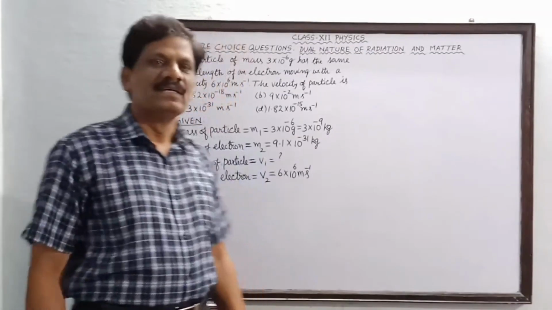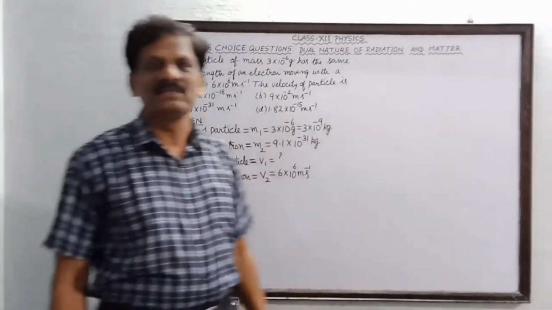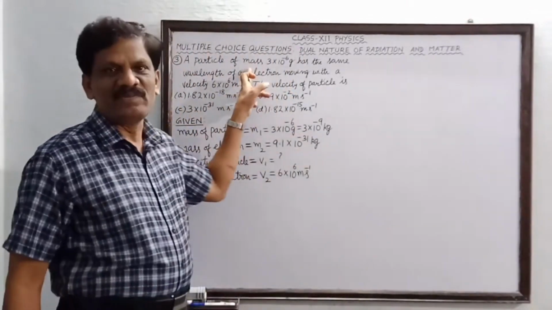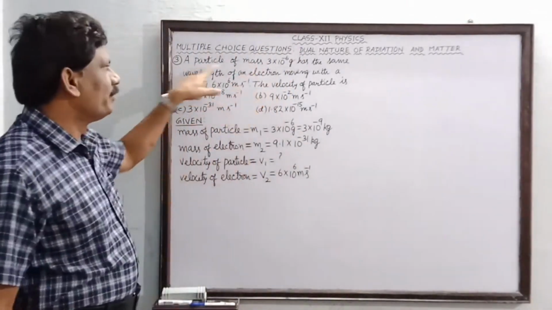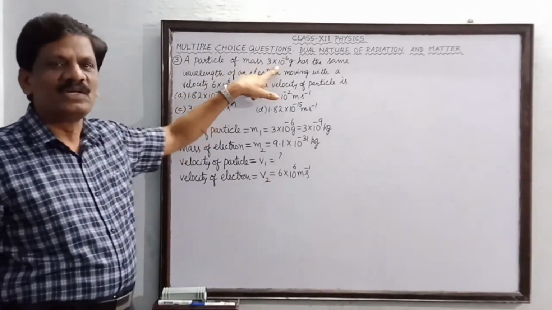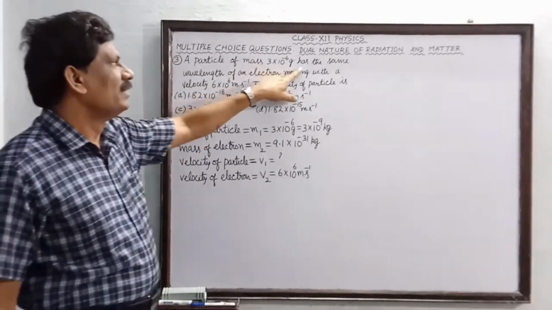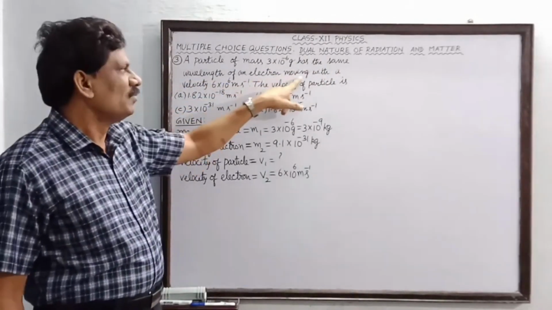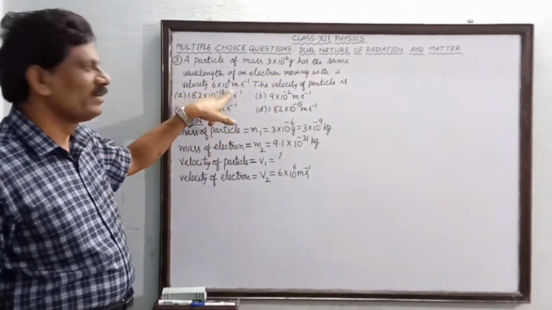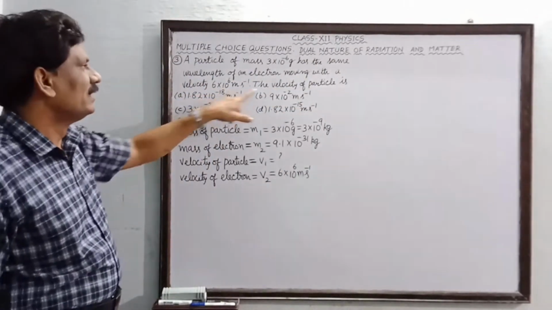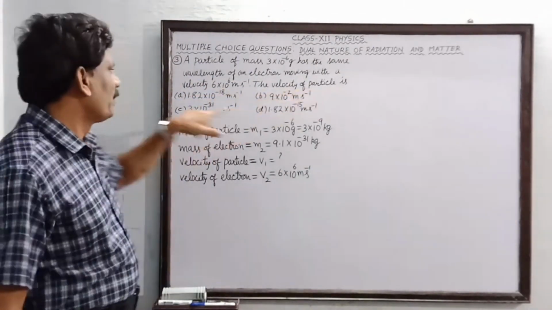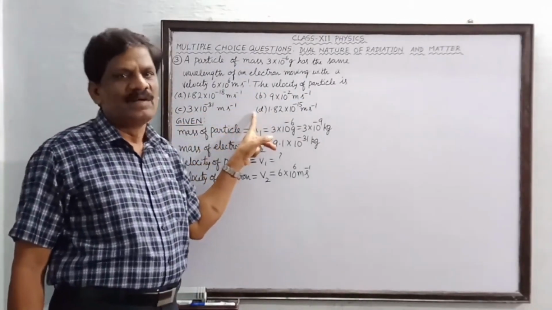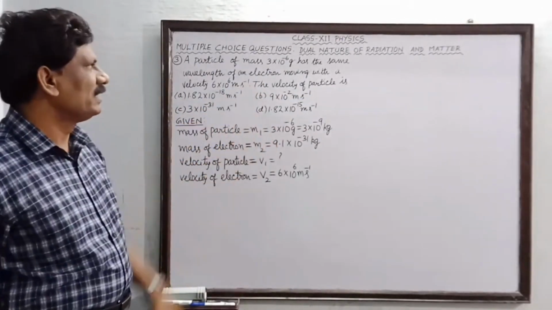Hi students, now in the multiple choice questions in the chapter Dual Nature of Radiation and Matter, the third sum we are going to do. A particle of mass 3 into 10 power minus 6 gram has the same wavelength as an electron moving with a velocity of 6 into 10 power 6 meter per second. So the velocity of the particle is, so 4 options are given, we have to find the velocity of the particle. So what is given in the problem?